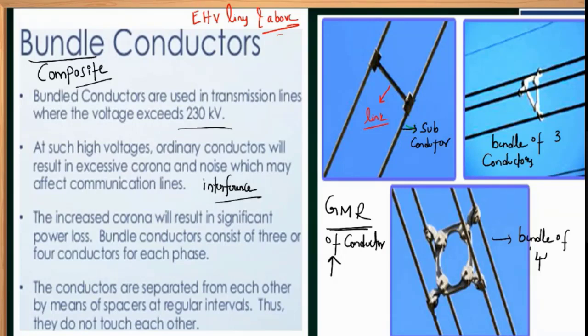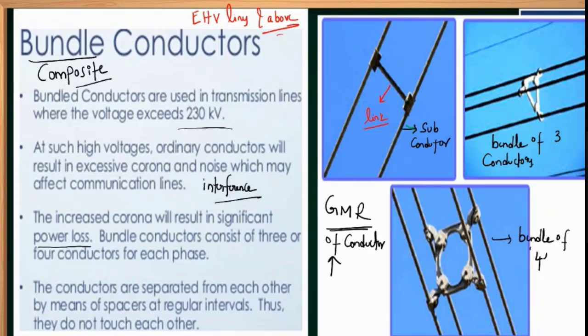We'll discuss the disadvantages of corona in the corona chapter. The increased corona will result in significant power loss. Power loss is one disadvantage. Communication interference is one disadvantage. Bundled conductor consists of 3 or 4 conductors for each phase. Gentlemen, every phase conductor is a bundle. That means R phase will have such a bundle, Y phase will have such a bundle, B phase will have such a bundle. In the next image, I will show.